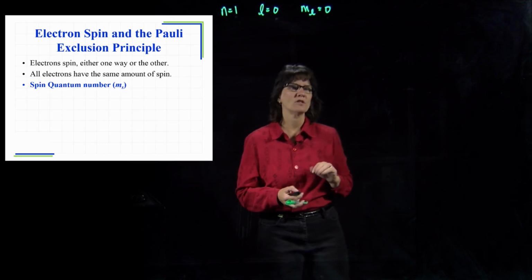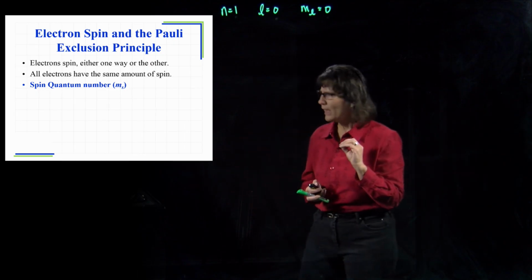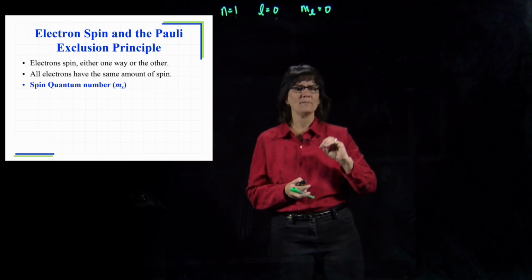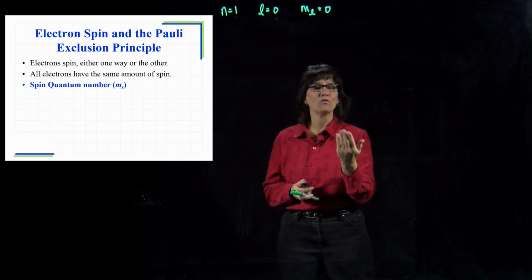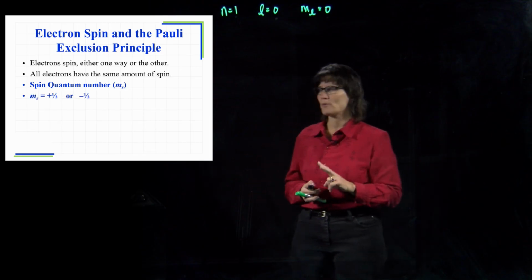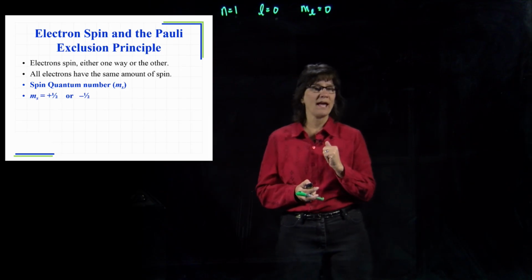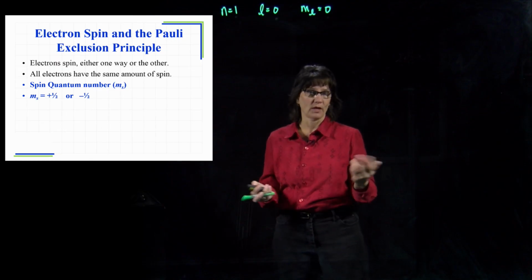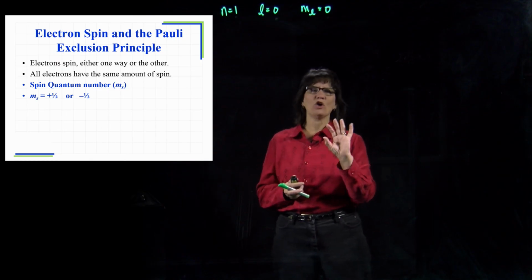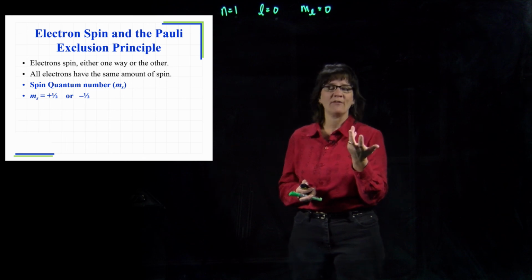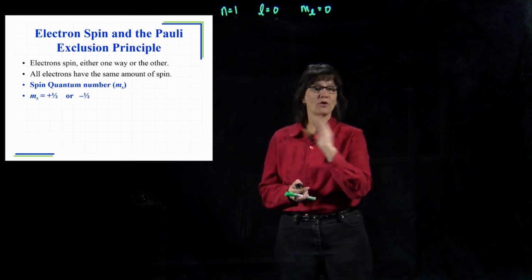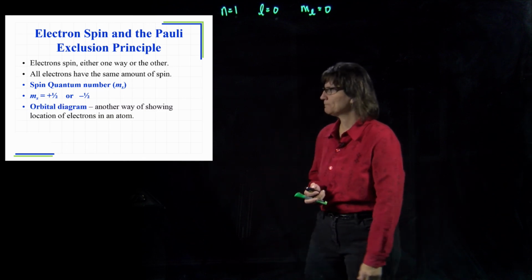So our spin quantum number is abbreviated m sub s, and that spin quantum number m sub s is basically giving us a value for that spin. There's only two options. It can either spin plus 1/2 or minus 1/2. Okay? So if plus 1/2 is the one we called clockwise, then minus 1/2 would have to be counterclockwise. Those are the only two options for the spin.